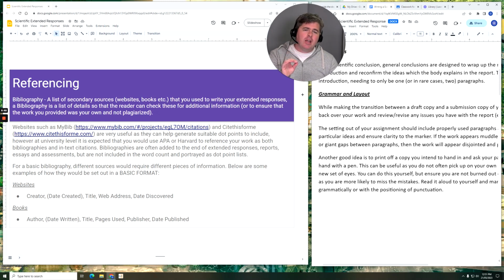But before you start, you need to understand exactly what style is being used. Typically, most schools and universities will use either APA or Harvard style. Check with your lecturer or your teacher which style you need to use.